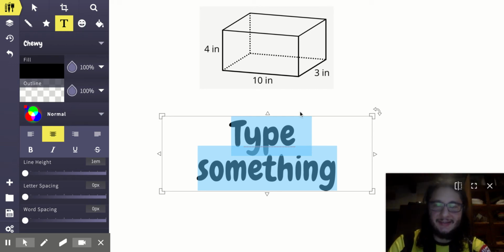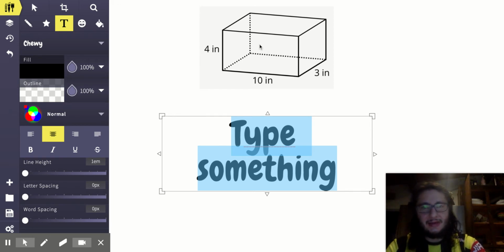I want to show you guys how to do today's warm up. So, the last question on today's warm up, I gave you guys this shape. It's called a rectangular prism. It just means it's a cube, but one of the sides is a rectangle, not a square. So, that's what makes it a rectangular prism, not a cube.